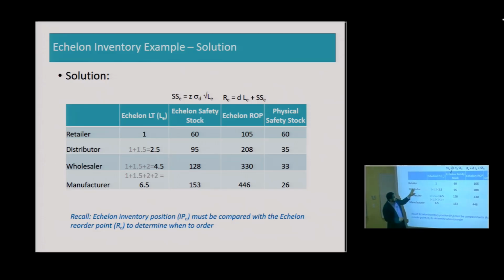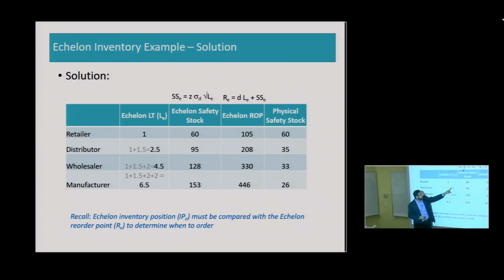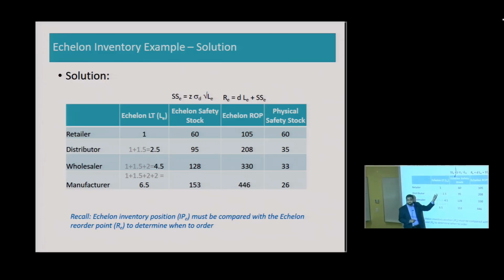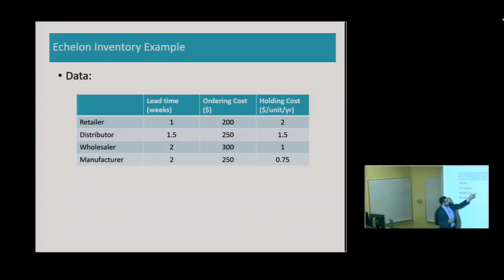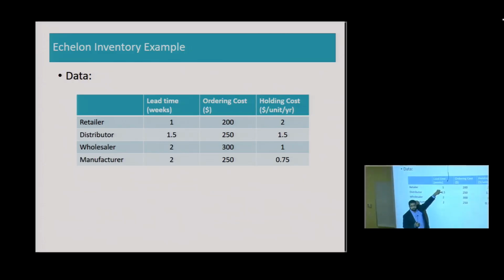For the distributor, the echelon lead time will be the lead time for the distributor plus all the downstream lead time, which is the retailer's lead time. So the 1 plus the 1.5. If you go back, is this, right? Downstream lead time plus your own lead time. These two. Okay. If you look here, what's going to be the echelon lead time for the wholesaler?